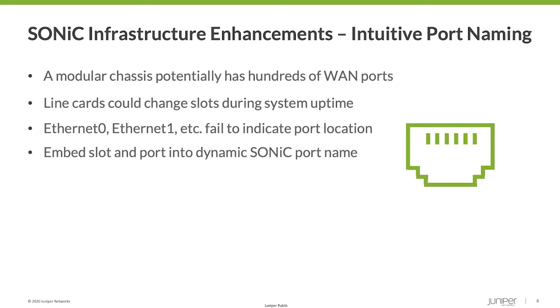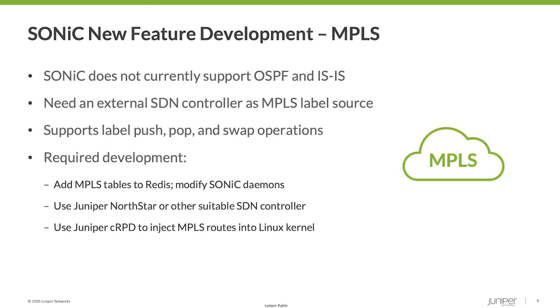Names like Ethernet 0, Ethernet 1 fail to indicate port locations, and this is problematic for the administrator if a port has problems. Our solution is to embed slot and port numbers into a dynamically generated SONiC port name. Juniper is proud to be the first to offer MPLS on SONiC.